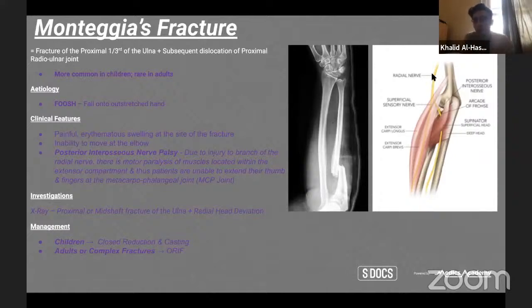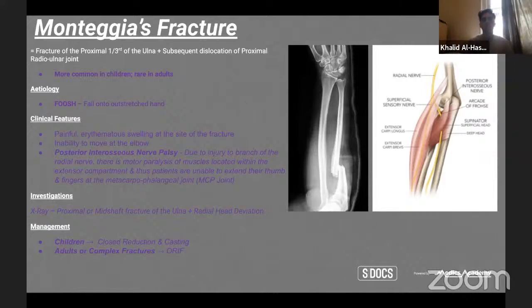You can see here that this is the radial nerve. The radial nerve tends to pass through the arcade of Frosch. The arcade of Frosch is formed by passing underneath the thickened heads of the supinator muscle within the extensor compartment. As mentioned, it is a motor nerve and it's responsible for motor innervation. Therefore, this usually results in paralysis of the muscles within the extensor compartment, and subsequently, we're not able to move our fingers or our thumb.